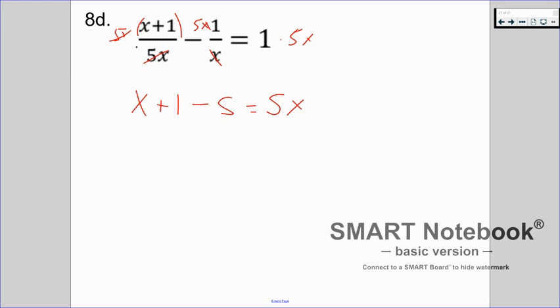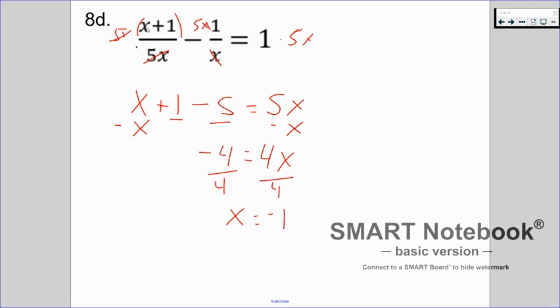So now we'll work on getting our x's on the same side. I'm going to move it to the left side, or the right side. I don't typically do that, but we'll try it this time. And then 1 and negative 5 makes negative 4. Divide by 4. And x equals negative 1.